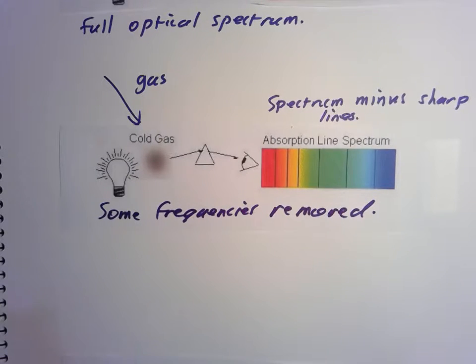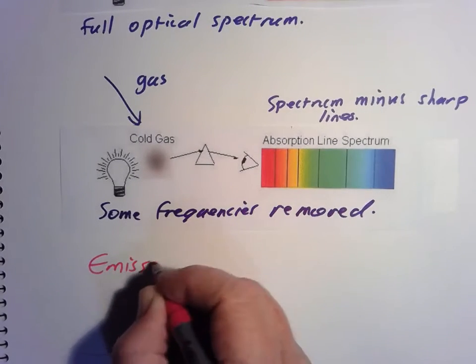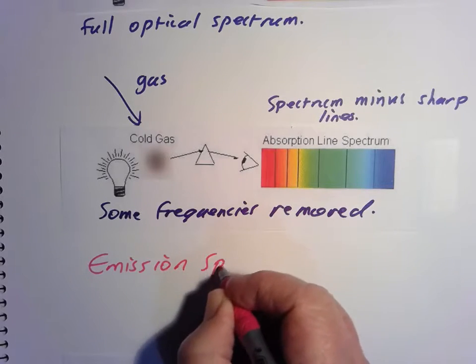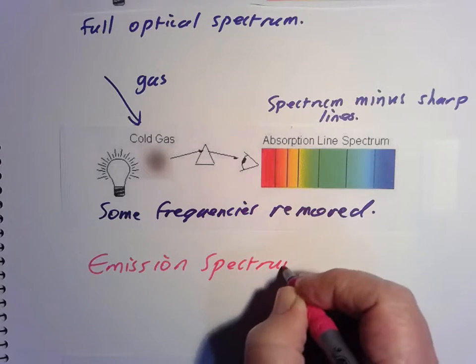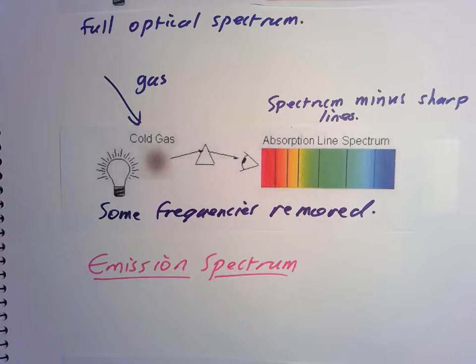Let's move on to the other half, an emission spectrum. So, going back, absorption spectrum means that we've got a full light source going through a substance, and on the other side, not all of the light gets through.